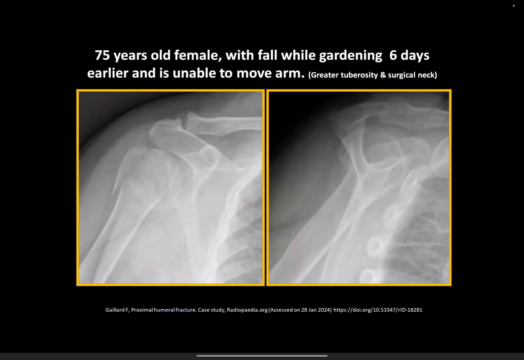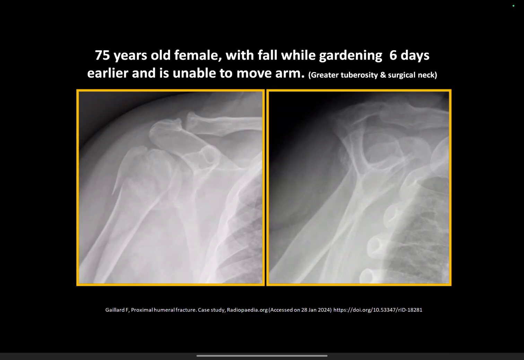All right. This is an example of a 75-year-old female that fell while gardening 6 days earlier and she was unable to move her arm. As you can see in this example, we do see a greater tuberosity fracture. There is a fracture involving the greater tuberosity as well as the surgical neck. This is seen on both the frontal view as well as the Y view. However, none of these fractures is displaced more than 1 centimeter or angulated more than 45 degrees.